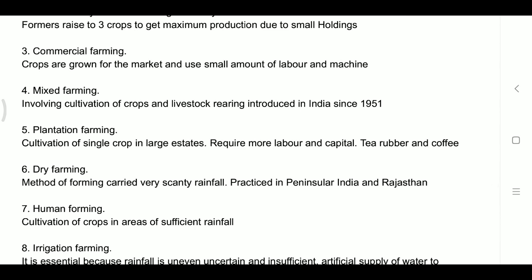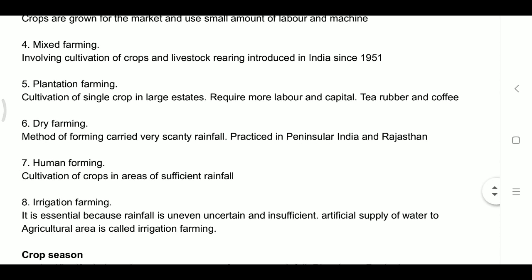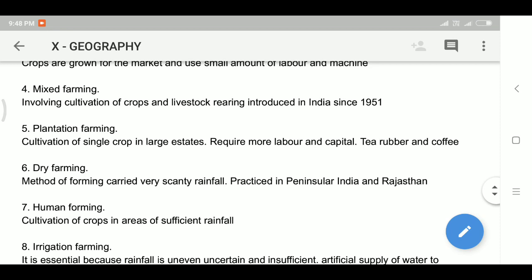Commercial farming is very simple. It is the agriculture practice in which commercial crops are sown and grown for the market, just for selling purposes. Mixed farming is cultivation along with many more sub-activities like livestock rearing, sericulture, apiculture, poultry, piggery, many more in one particular field.